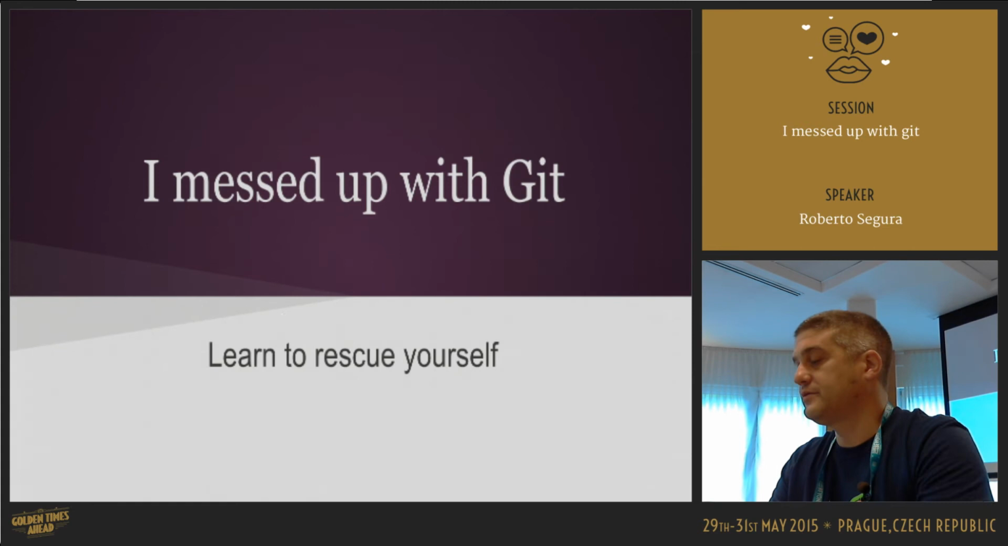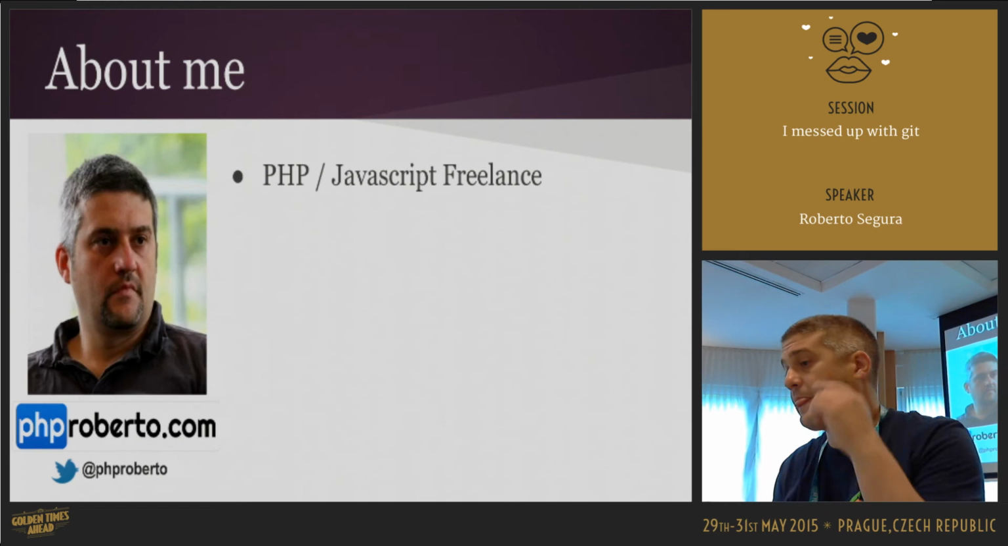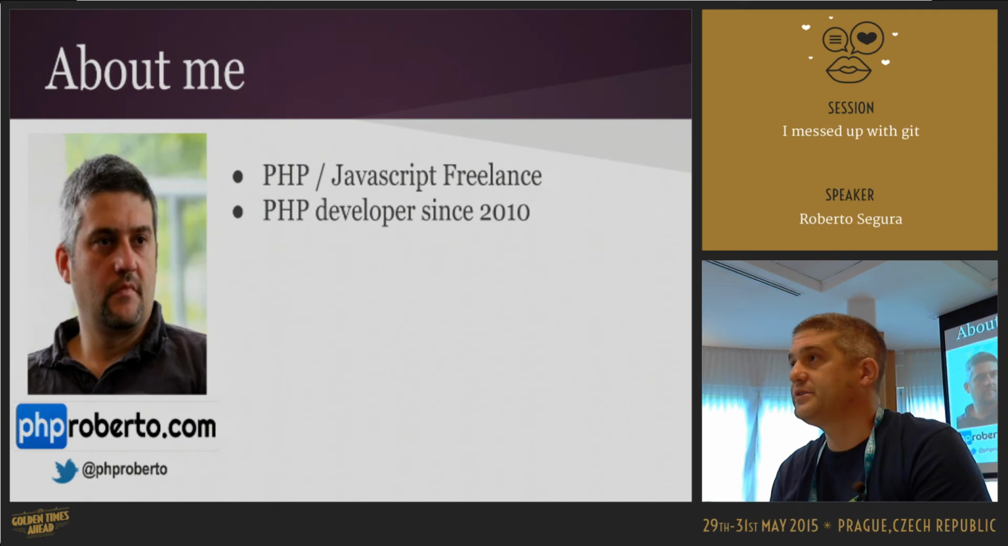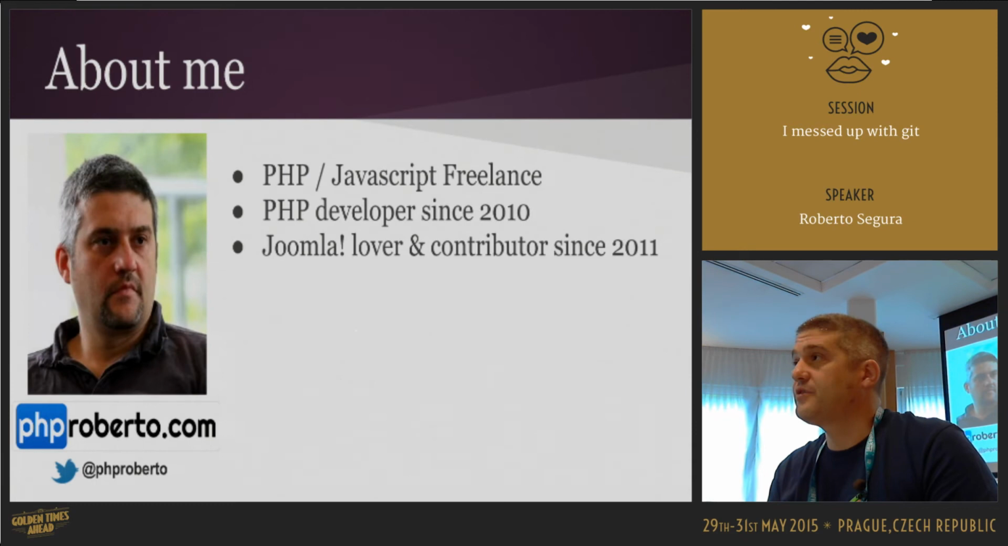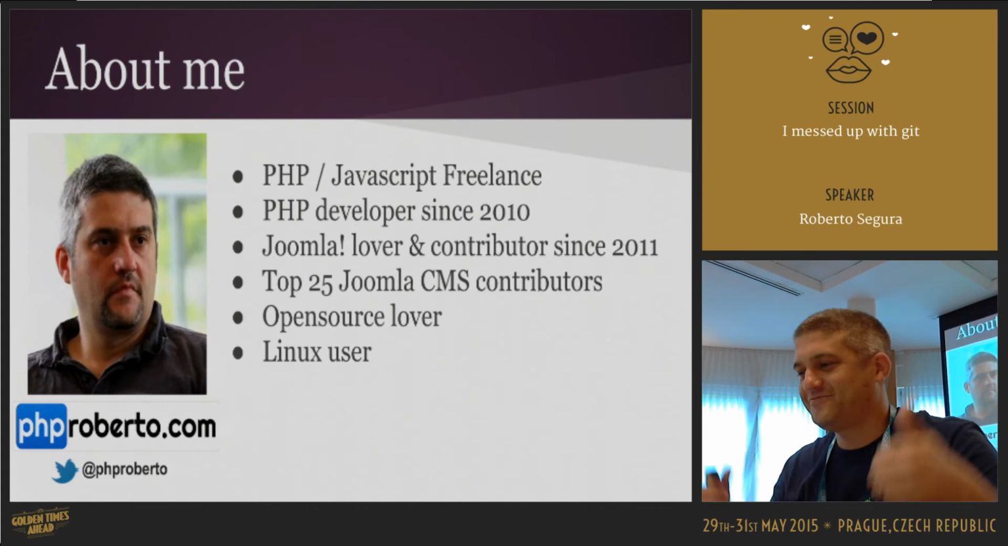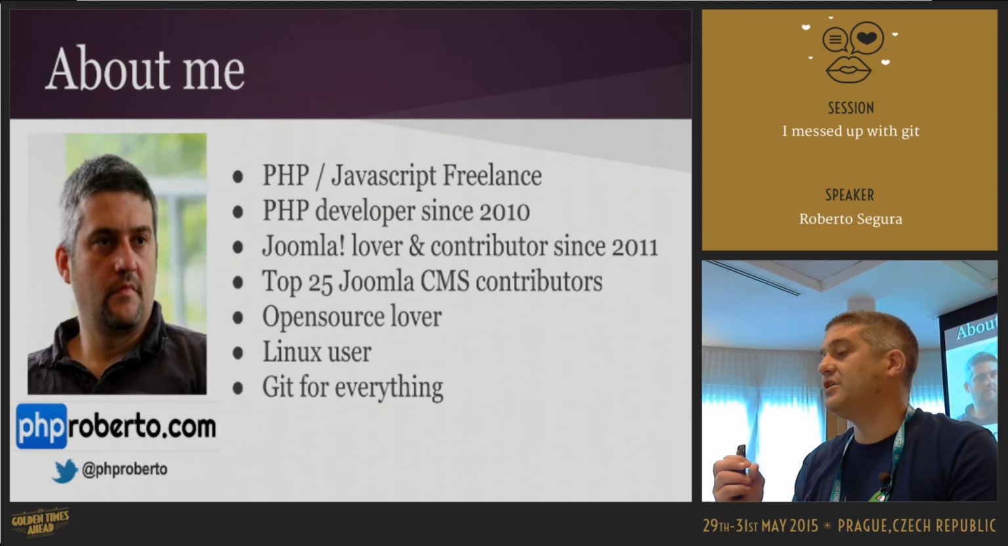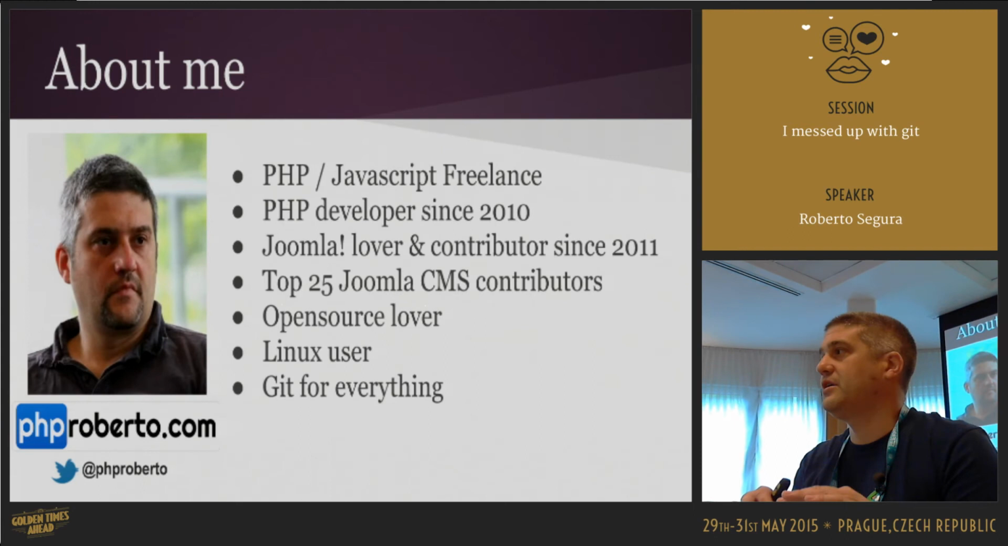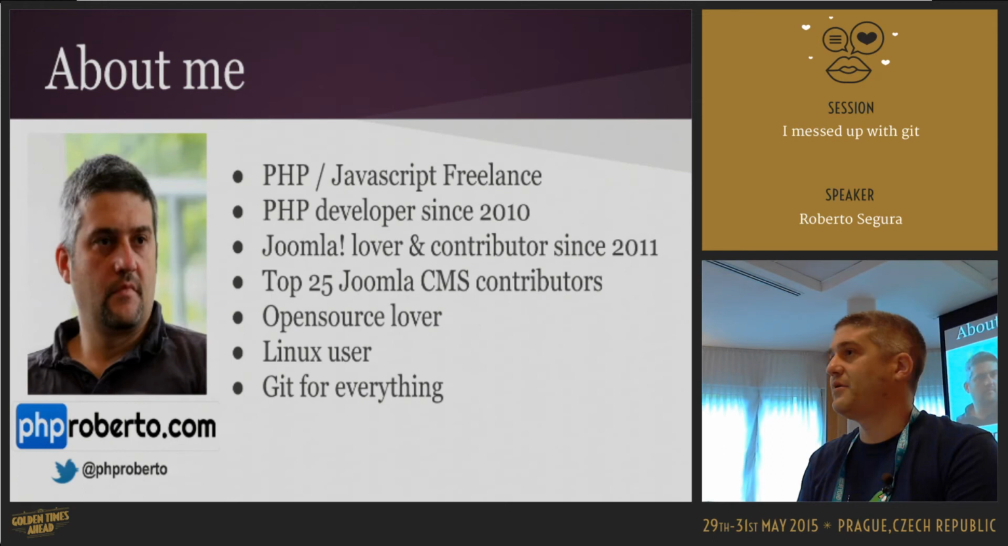About me, I'm a PHP JavaScript freelance. I've been developing with PHP since 2010. I love Joomla. I started to contribute to it in 2011. I'm in the top CMS contributor list, and I love open source. I use Linux. We are not a lot of people using Linux, so we have to say it. And I use Git for everything. Once you understand Git, I hope that you will use it. There are people that use Git for blogging, to write their blog posts, for almost everything, for documentation. Already the wikis of GitHub work with Git. So it's a great tool. And now I'm a Gulp player.